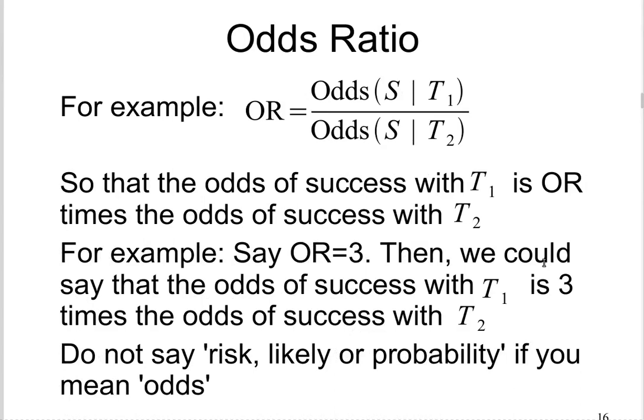We can have, just like we have rate ratios, we can have odds ratios. So we can have, for example, the odds of success with pretreatment 1 divided by the odds of success with pretreatment 2. If an odds ratio were presumed for a moment to be equal to 3, then we'd say the odds of success with pretreatment 1 is 3 times the odds of success with pretreatment 2. Now, we don't say risk here, or likely, or probability when you mean odds. It can really be confusing, and it's not recommended.